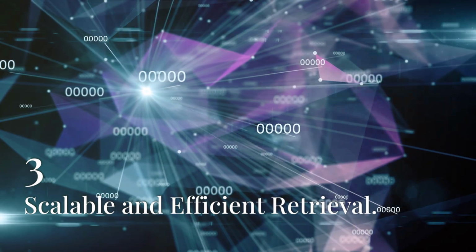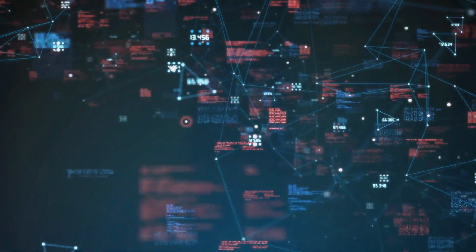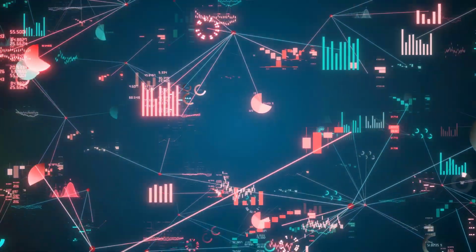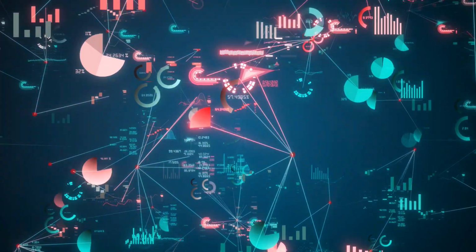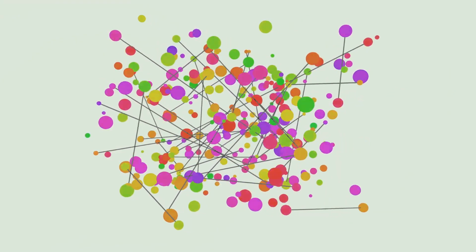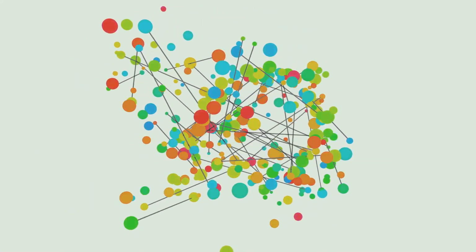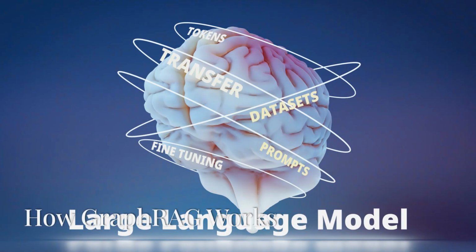Finally, graphs enable scalable and efficient retrieval. They can efficiently handle large data sets and quickly retrieve relevant subgraphs. This scalability is essential for real-time applications where quick and accurate information retrieval is required. In essence, integrating graphs into RAG allows us to leverage structured and interconnected data, providing a robust foundation for generating high-quality, context-aware outputs.